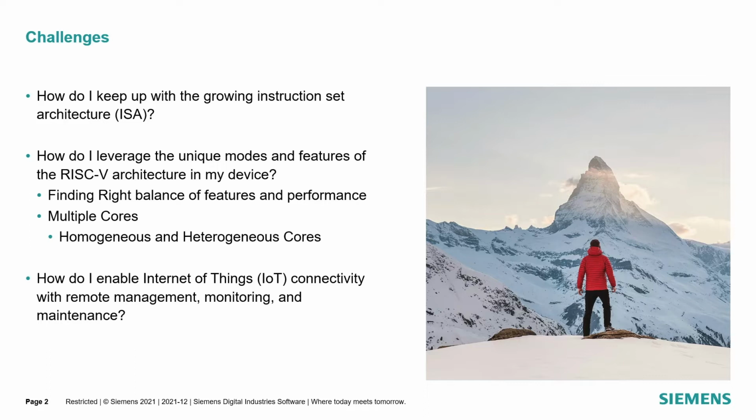As you know, RISC-V is an open architecture. It's constantly expanding. We like to think it expands for the good, which it does. But with that growth, it's also growing its instruction set. So how do you keep up with a growing instruction set architecture? How do you leverage all of the unique modes and features that the RISC-V architecture has to provide for you? And it's finding that right balance between features and performance.